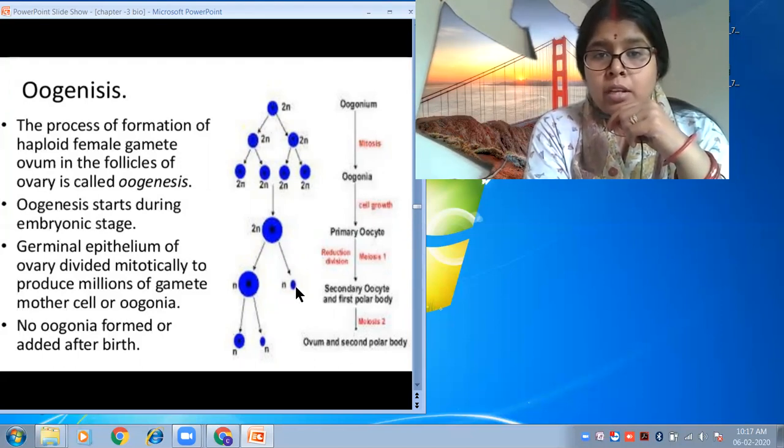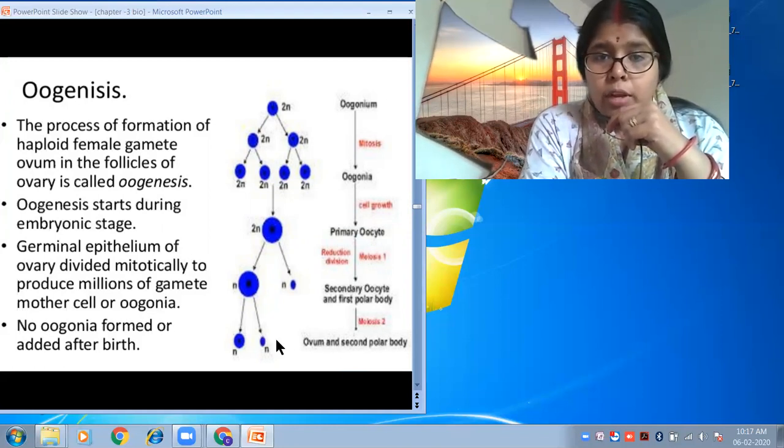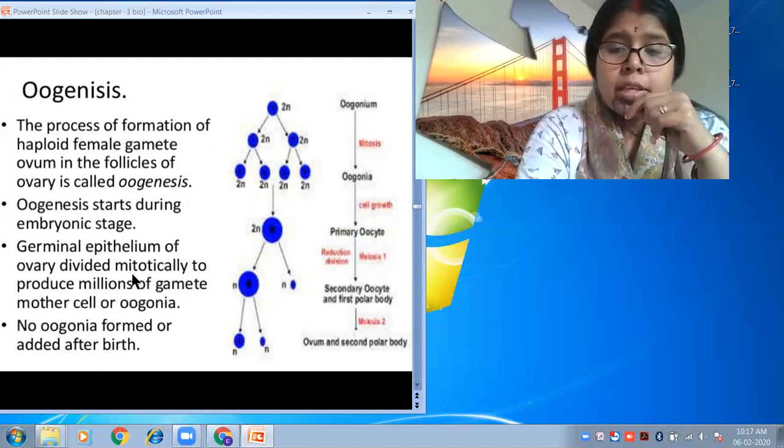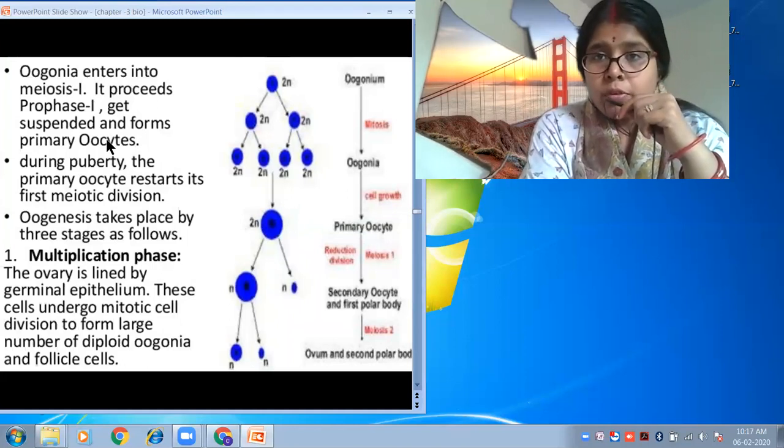This is the secondary oocyte, and it releases the first polar body. When it undergoes the second meiotic division, the second polar body also forms. No oogonia form after birth. After birth, no oogonia form. Generally, during the birth period the maximum number of oogonia form in the female, and after birth no oogonia form.